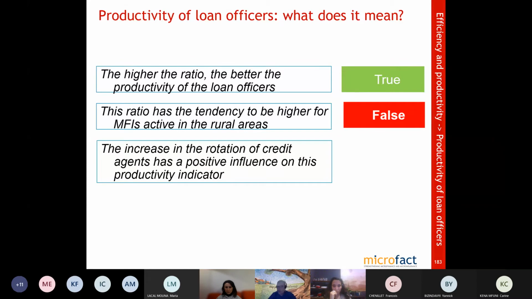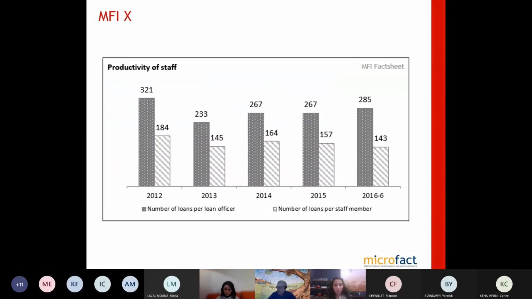And then when you have a high rotation rate of credit agents, if you have a lot of new people who have to be trained, it's quite logical, I think, that these people are not that productive yet. And so it takes time for loan officers to get familiar with all the procedures. So when you have a high rotation rate or low retention rate, that's the same. The productivity will go down. But this is the graph that I wanted to show.